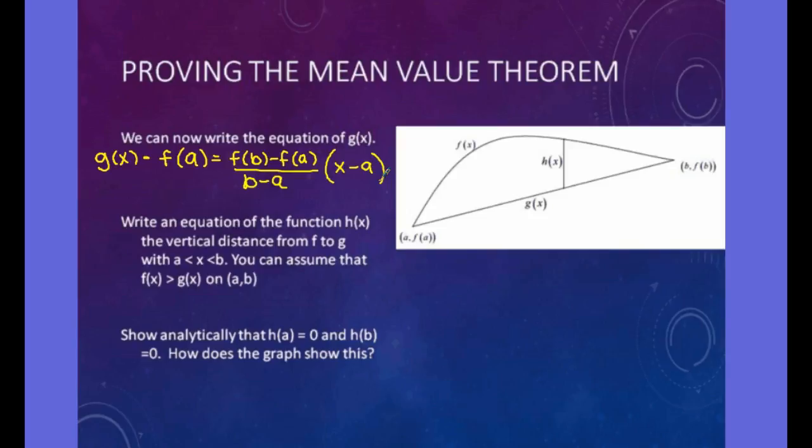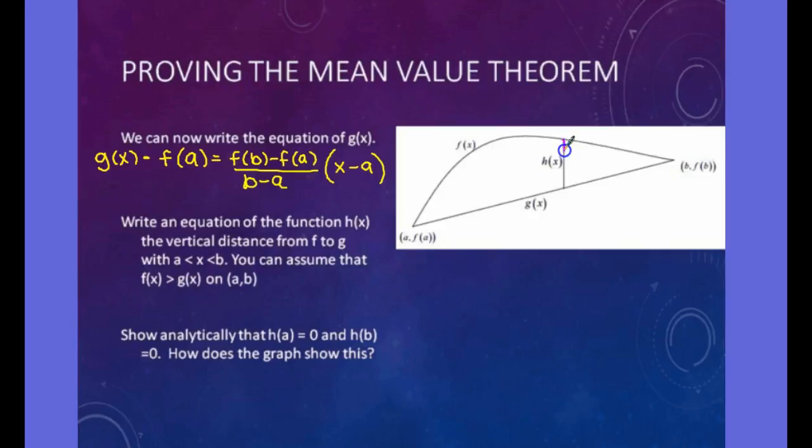So that gives me, well, all you have to do now to isolate g of x is just add f of a. Well, yeah, but the h of x is a little bit trickier to think about, and I tried to give you the hint to write the equation of h of x as the vertical distance from f to g. But you can generalize it.